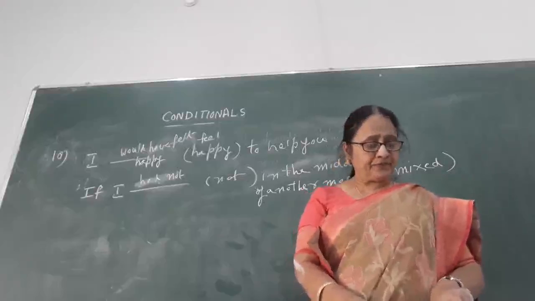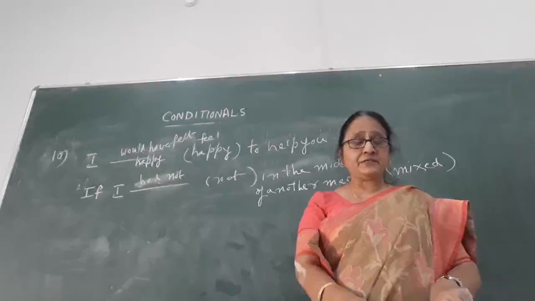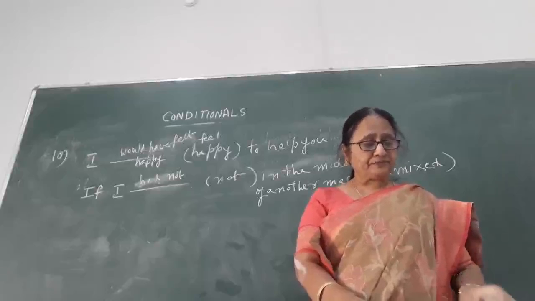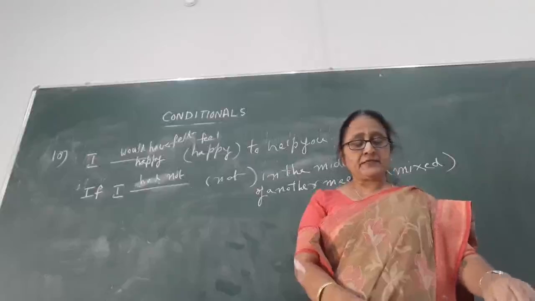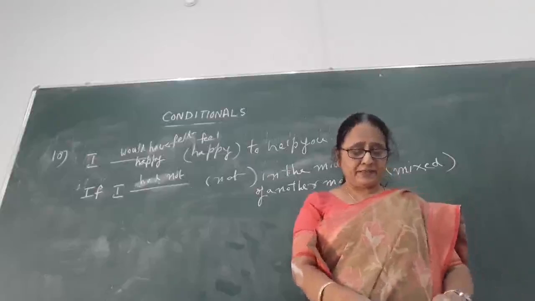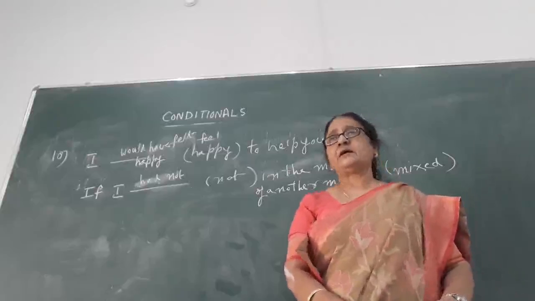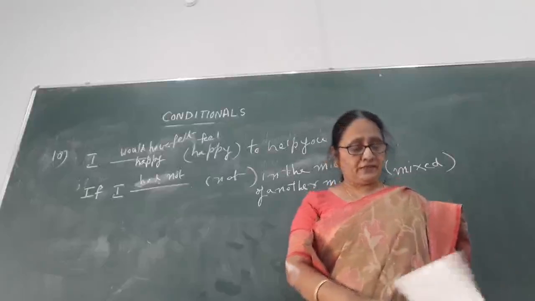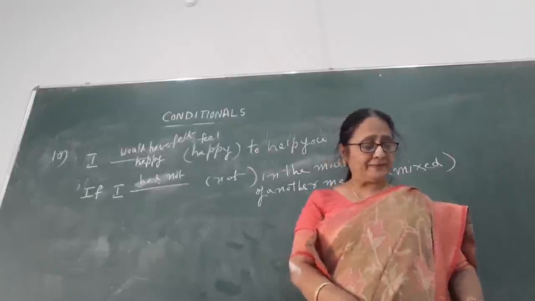Then eighth, if he had hit a boundary, means past perfect. If he had hit a boundary, then the correct matching is B. B is the correct matching: we would have won the match. It is the mixed conditional. So B goes with the eighth.